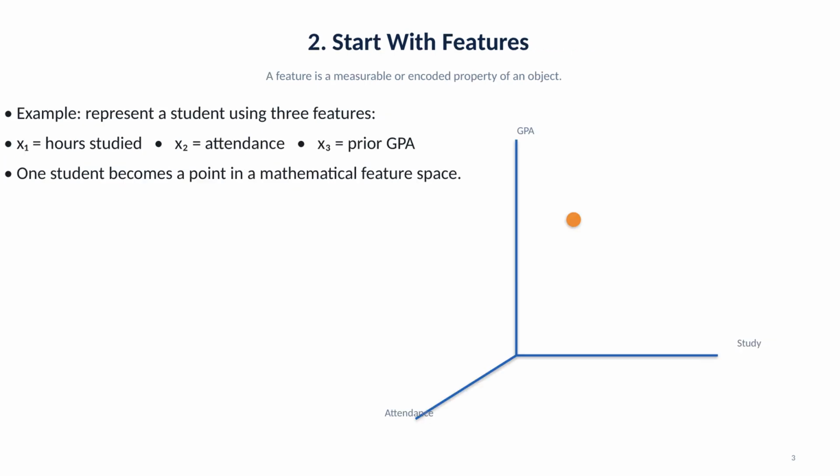A feature is a measurable or encoded property of an object. For a student, we could pick feature 1 as hours studied, feature 2 as attendance, and feature 3 as prior GPA. Those three numbers together place the student as a single point in a three-dimensional feature space, which is what the model will work with.